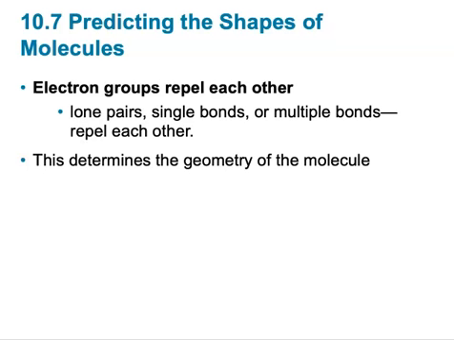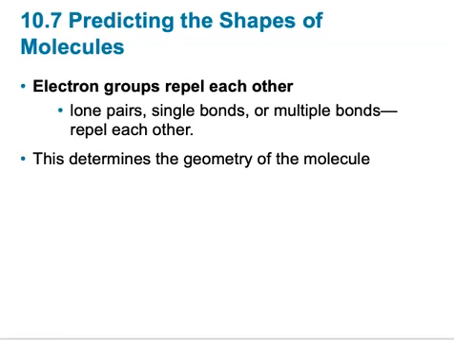Lewis theory, in combination with valence shell electron pair repulsion theory, or VSEPR theory, can be used to help predict the shapes of molecules. VSEPR theory is based on the idea that electron groups, lone pairs, single bonds, or multiple bonds are going to repel each other. This repulsion between the negative charges of the electron groups on the central atom ultimately determines the geometry of the molecule.